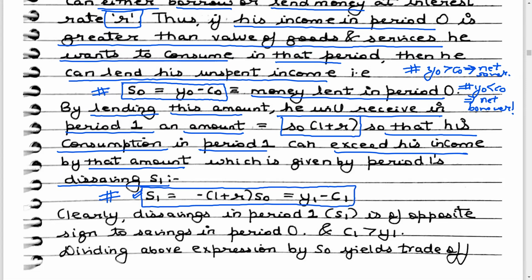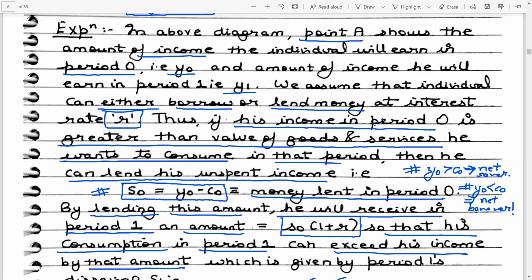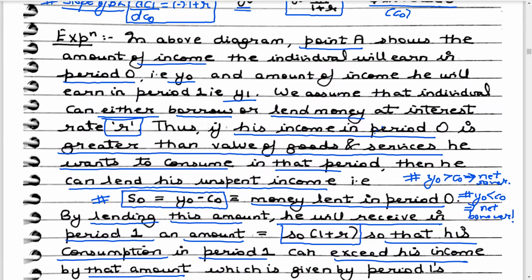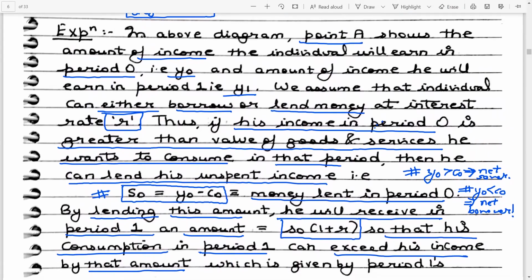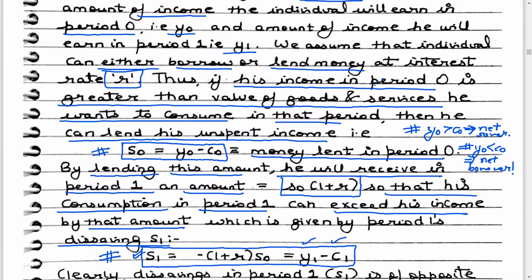What is your savings in period 1? Savings in period 1 is income in period 1 minus consumption in period 1. And what is Y1 minus C1? We just saw this right now. We can look at the above equation. Let's go back to the above equation. So Y0 minus C0 is S0. So this much is what we are lending in period 0.